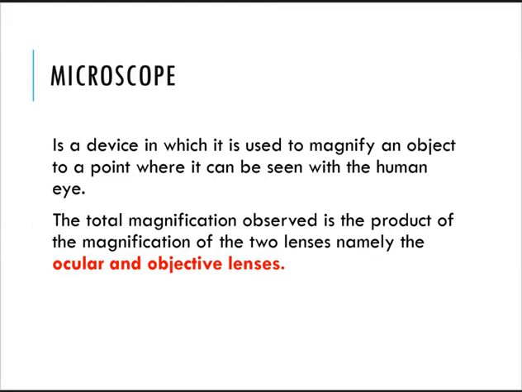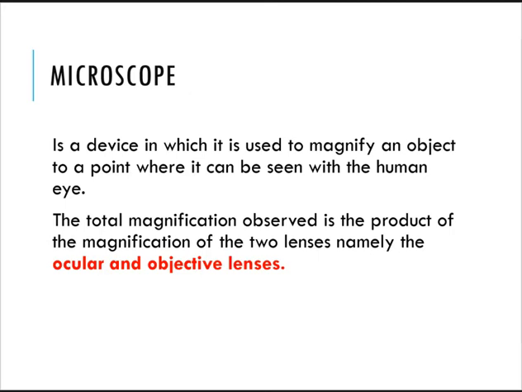Anyway, so basically, the microscope is a device which is used to magnify an object to a point where it can be seen with a human eye. Of course, that's the main objective of your microscope. It is to magnify an object because we always use the microscope for things or organisms that we cannot see just by using our eyes.